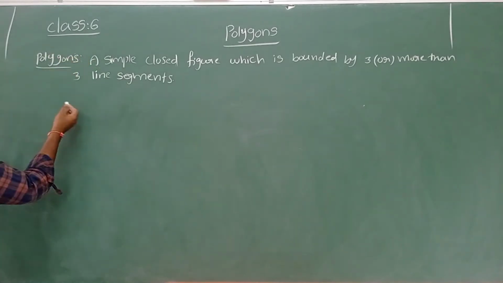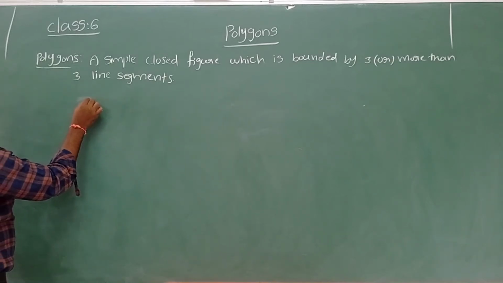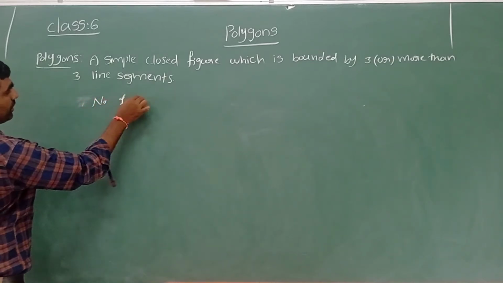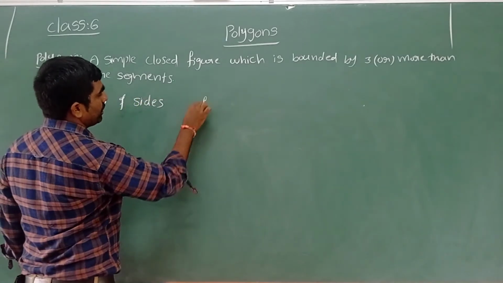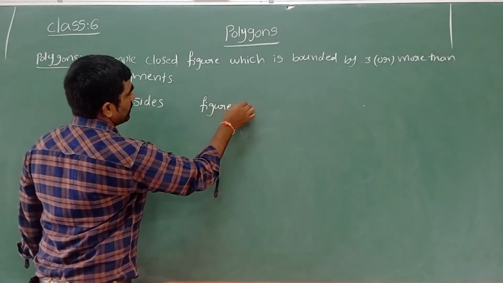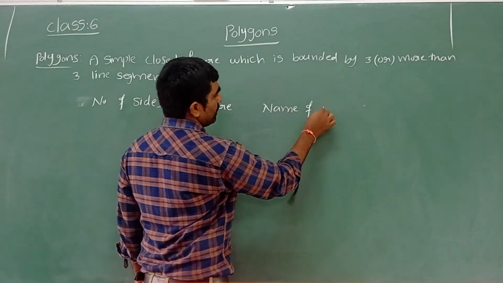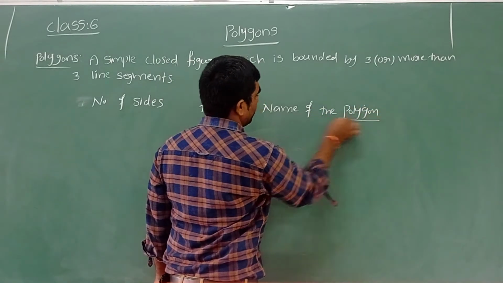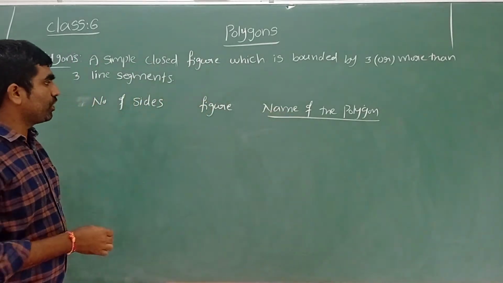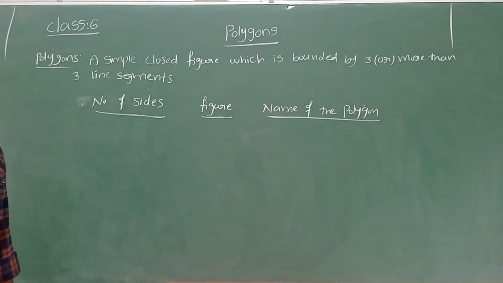Alright, now see here. Let me take the type and number of sides. I'll draw the figure and we'll write the name of that particular polygon. We are going to see now the types of polygons, and these polygons are named based on the number of sides. Three sides are there, four sides are there, like that.